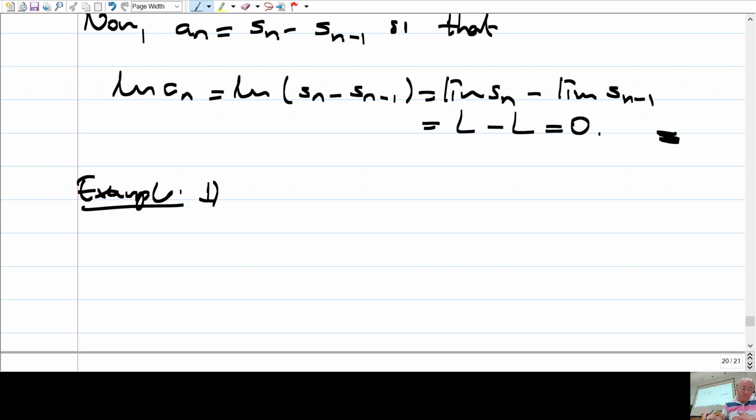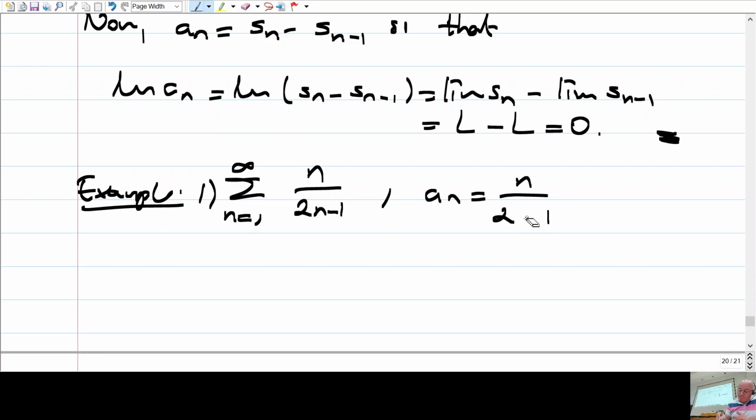Okay, let's look at, for example, this one. N divided by 2n minus 1. So we consider this series n over 2n minus 1, from 1 to infinity. Here, a_n is just n over 2n minus 1. And we see right away that this is convergent, but the limit is not 0, right?